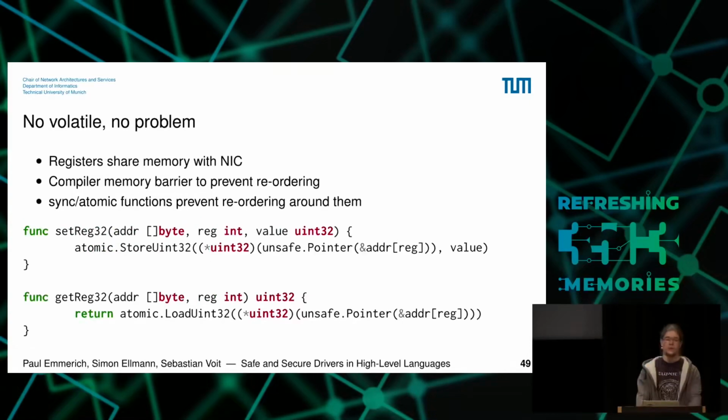Also, no volatile, no problem. I said we need a volatile as we share registers with the network card, and we need some kind of compiler memory barrier to prevent reordering. We don't have volatile in Go, but sync atomic functions do prevent reordering among them. Amongst other things, they provide stricter guarantees than volatile, but it doesn't really cost us any performance here, so we're just going to use that. And so we can use atomic store and load for integer types to then get our memory barriers.